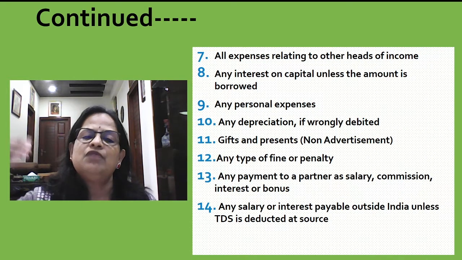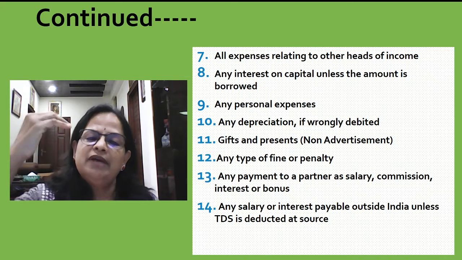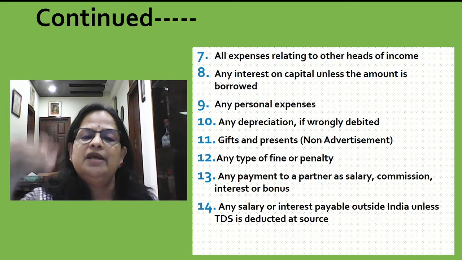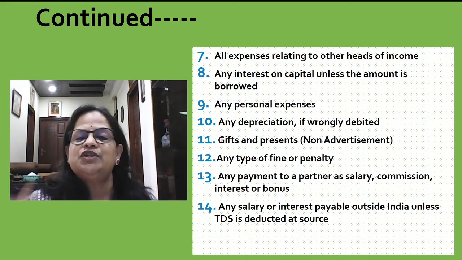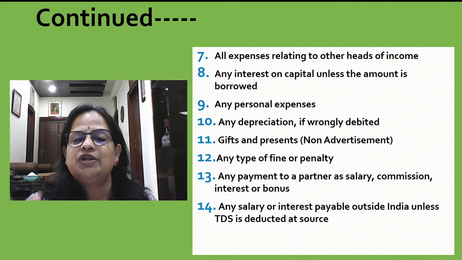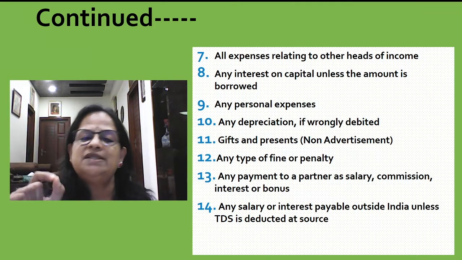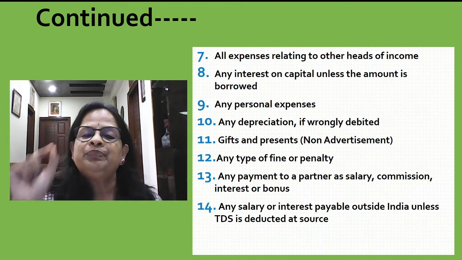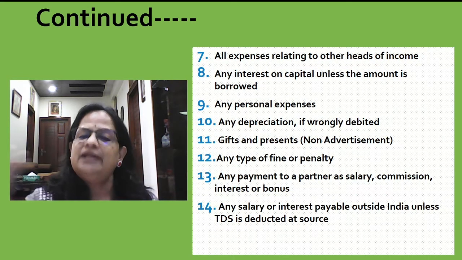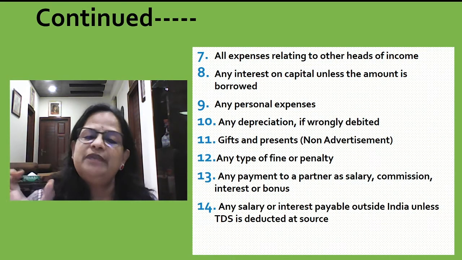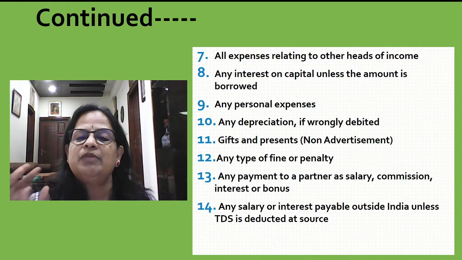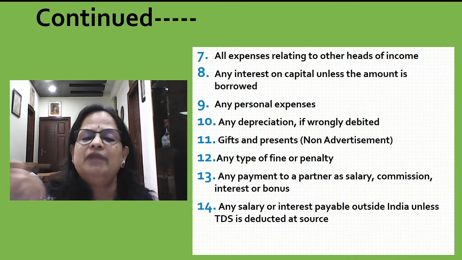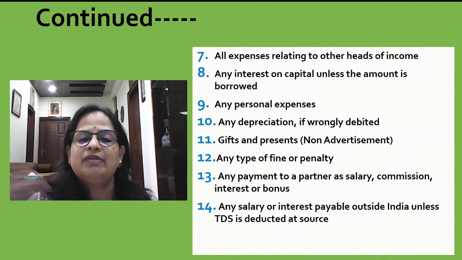Any depreciation if wrongly debited. Usually for depreciation, the treatment is, whatever the value debited in the profit and loss account, we will disallow here. Next, the actual depreciation value will be there in the additional information. That we will subtract from the profit. So that is the treatment.